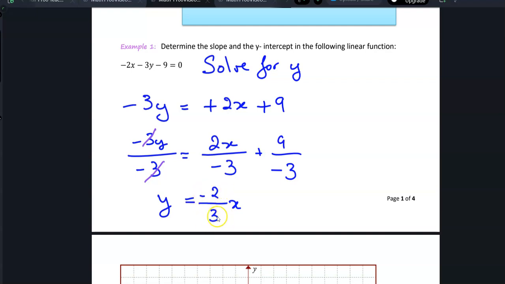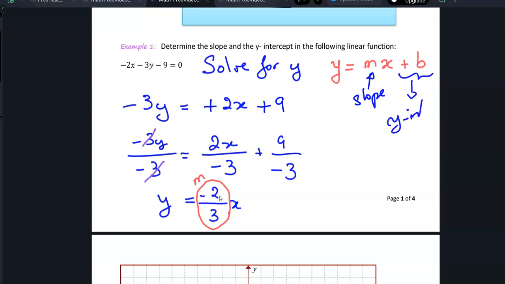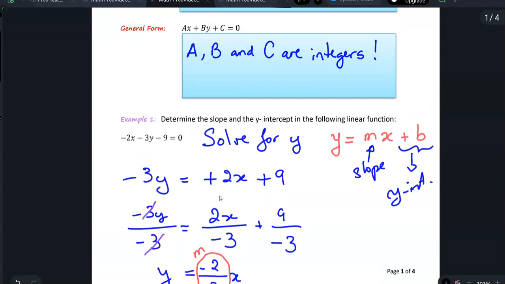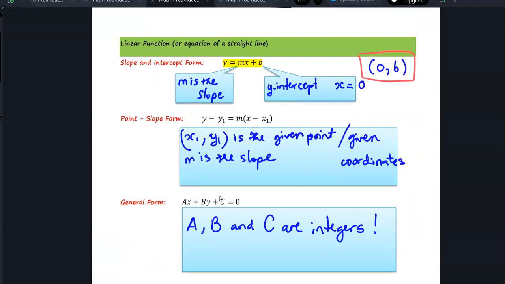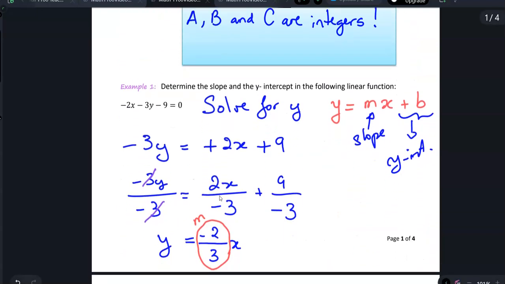And you probably ask me, why do I write it like this? Because I want to specify this one as the slope m. Because I want to write it as y equal to mx plus b. You see that? So this m here will be my slope, and this b here will be the y-intercept, as I mentioned above with this equation, y equal to mx plus b. So we transform this into y equal to mx plus b.